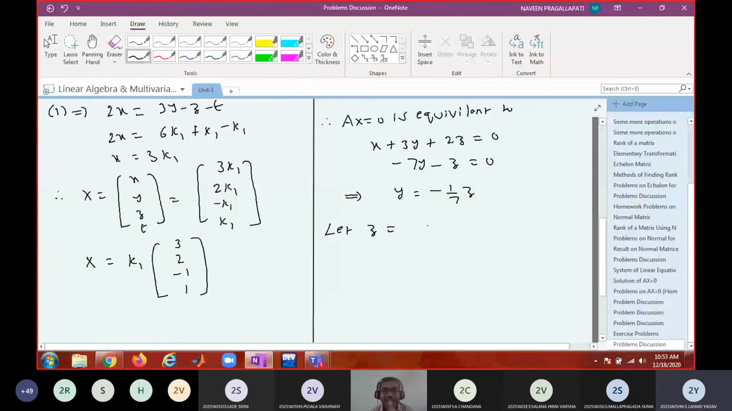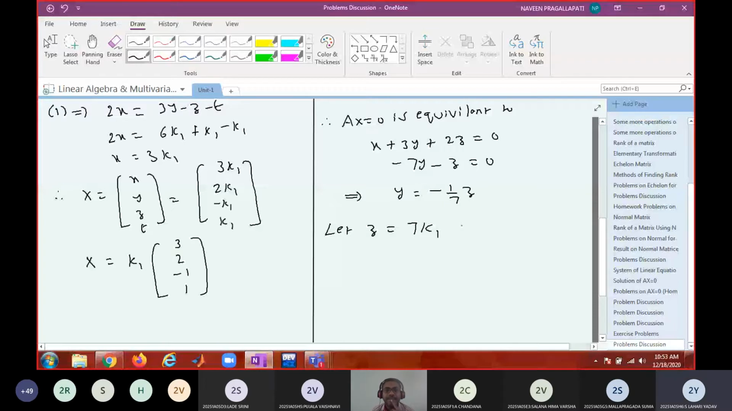Z by 7 equal to k1 means z equal to 7k1. After all, it is an arbitrary constant which can take any value. So why take k1? I can take 2k1, 3k1, anything, because it is an arbitrary constant which will generate infinitely many values. There is nothing wrong in assuming z equal to 7k1 instead of k1, so that I can avoid fractions. Therefore, what is y?